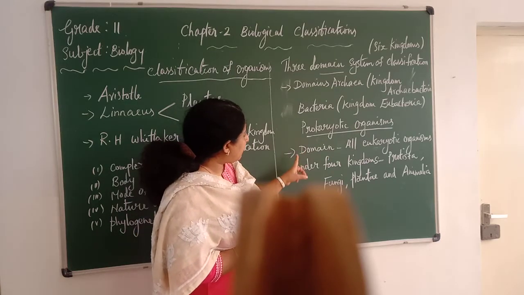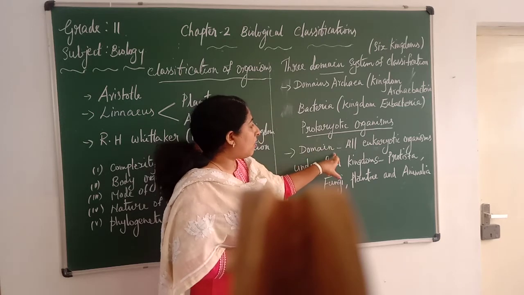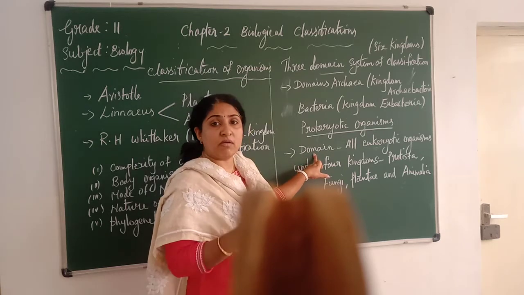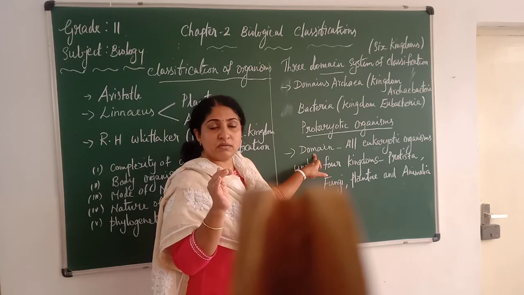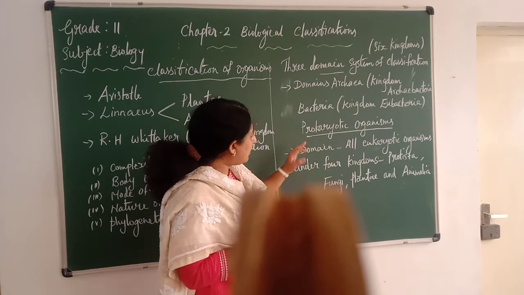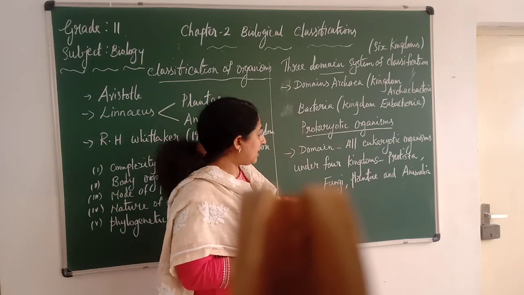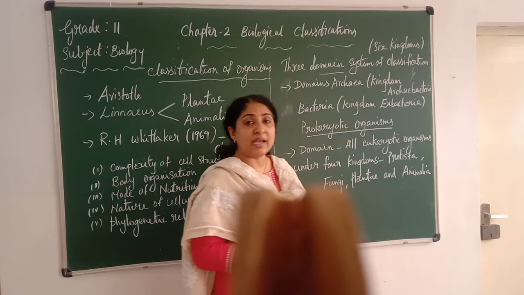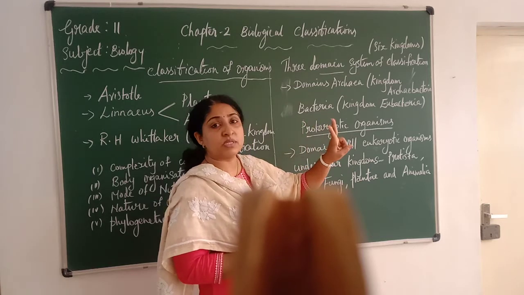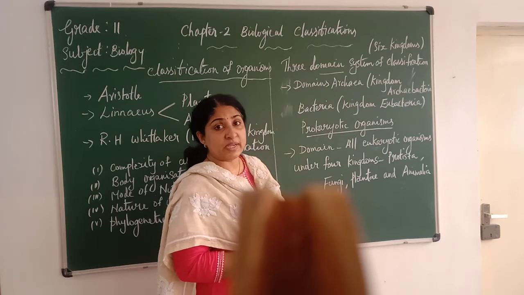Clear? Then here, the second domain. So here I told 2 kingdoms. In the next domain, all eukaryotic organisms come. All eukaryotic organisms have a well defined nucleus, or nucleus with nuclear membrane. Under this there are 4 kingdoms: kingdom Protista, kingdom Fungi, kingdom Plantae, and kingdom Animalia. So total how many kingdoms? Here you can see 4 kingdoms, here there are 2 kingdoms. So 4 plus 2, 6 kingdoms. That is called 6 kingdom classification.